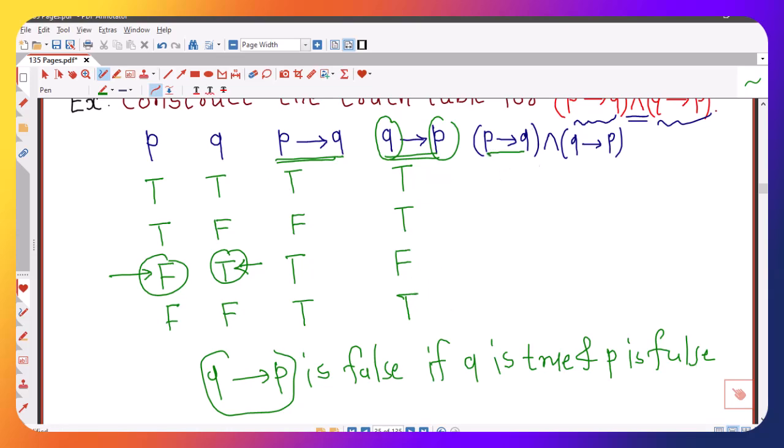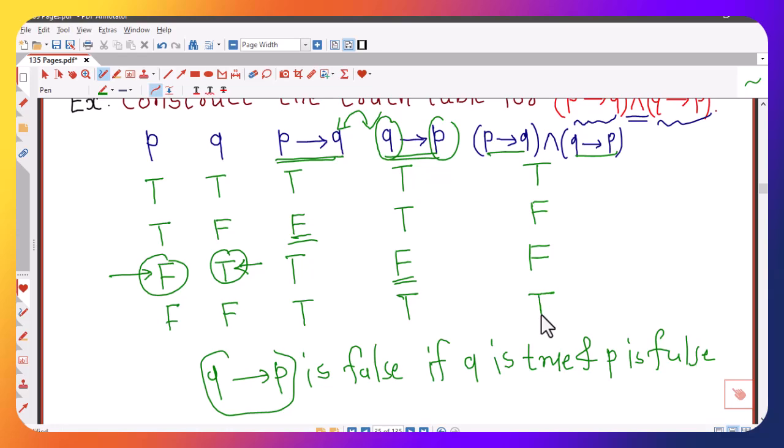Now we can take the conjunction of these two. Conjunction means AND operator, and we know that conjunction is true if both these statements have truth value T. Here both are true, therefore this is true. Here this is false, therefore this is false. Here we have F, therefore F, and here both are true, therefore we have truth value T.